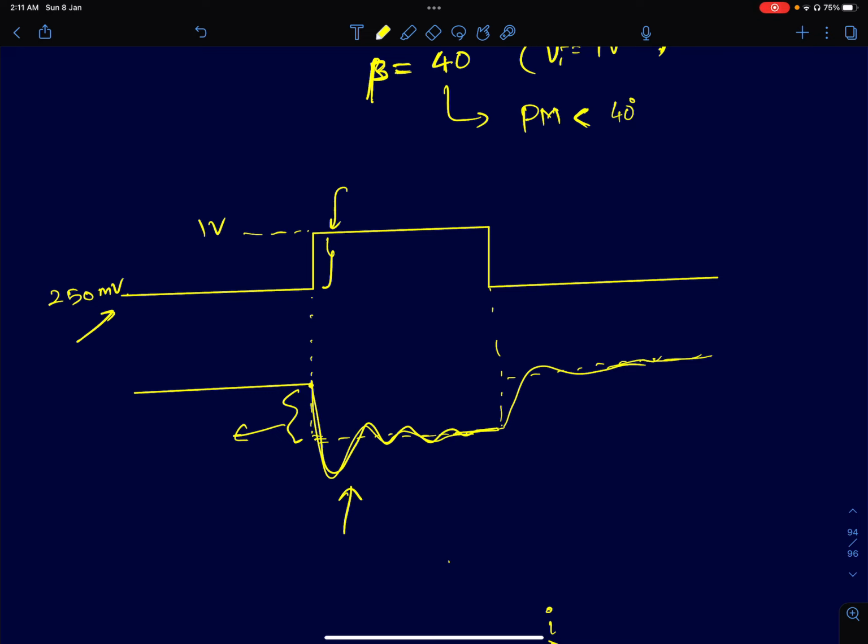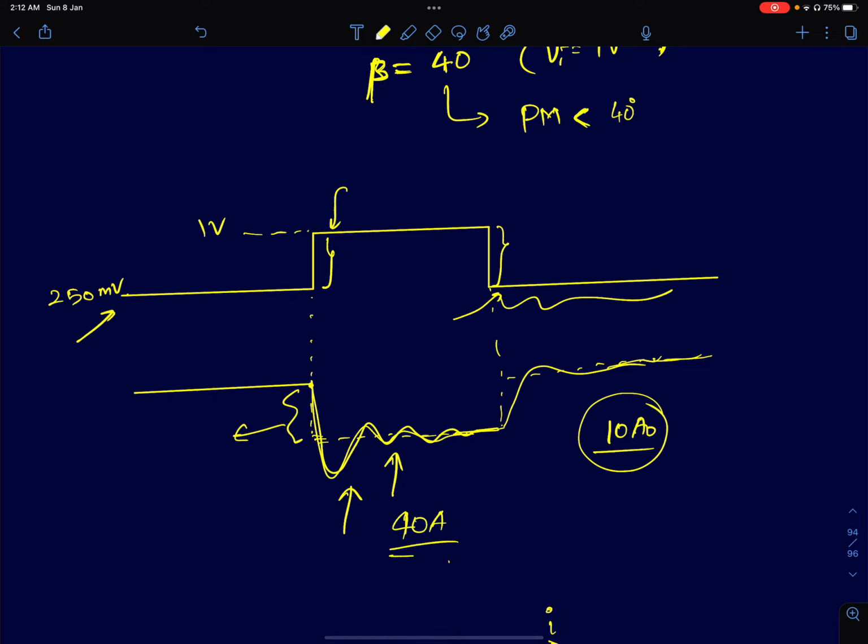On the negative step, when your input is going from 1 volt to 250 millivolts, now your GM is decreased. Therefore, your loop gain decreases. The loop gain is still 10 times higher than the open loop gain. If A0 is the open loop DC gain of the op amp, for 250 millivolts input the DC loop gain is going to be 10 times A0. For 1 volt input, the DC loop gain is going to be 40 times A0. So it's significantly ringing because your UGB has moved farther away from the second pole. In this case, it's 45 degrees. So you will see some peaking, and it's going to have some ringing and settling.